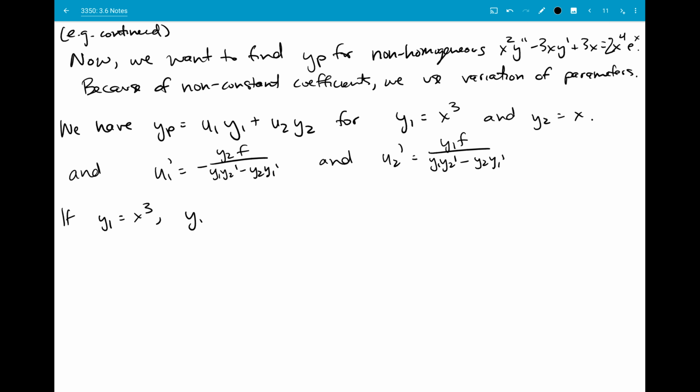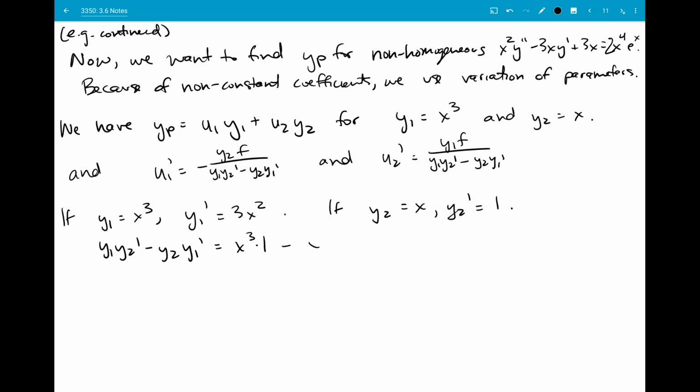So y1 is x cubed, y1 prime is 3x squared. If y2 is x, then y2 prime is 1. And we can calculate that y1 y2 prime minus y2 y1 prime is x cubed times 1 minus x times 3x squared. So that's x cubed minus 3x cubed, which is minus 2x cubed. So we have most parts that go into this formula so far. What we're missing is that f.